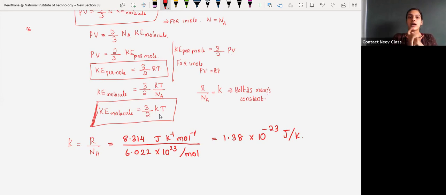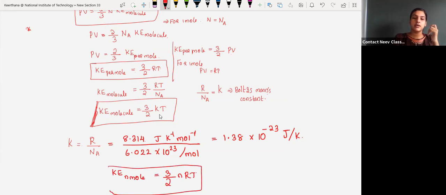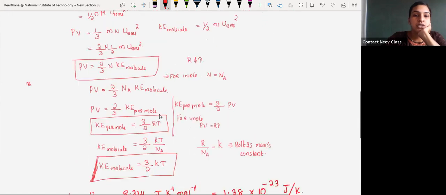per Kelvin. So kinetic energy per mole, you know the equation, it is 3/2 RT, and kinetic energy per molecule is 3/2 kT, and kinetic energy for n mole will be equal to 3/2 nRT. So note down these equations.